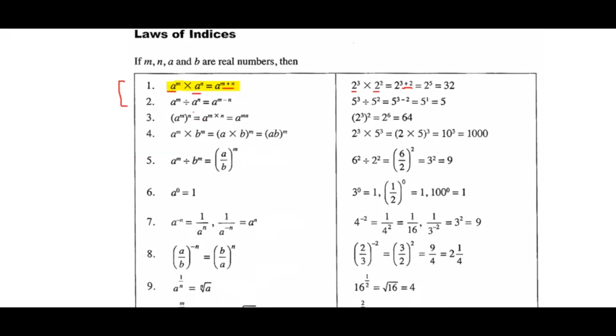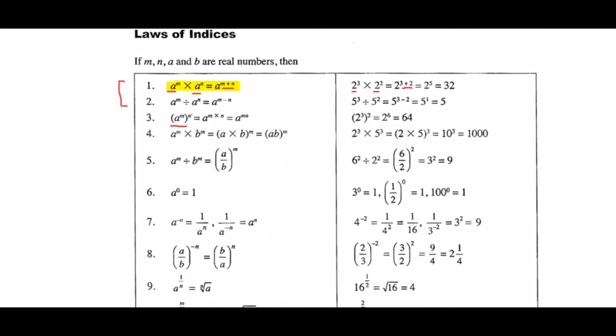For part 3, this is slightly different from 1 and 2. Rules 1 and 2 are basically when you have two different index notations and you are multiplying or dividing them. As you can see, I underlined a^m and a^n, two different sets of index notations. Whereas in formula 3, you only have a single one, which is just a to the power of n.